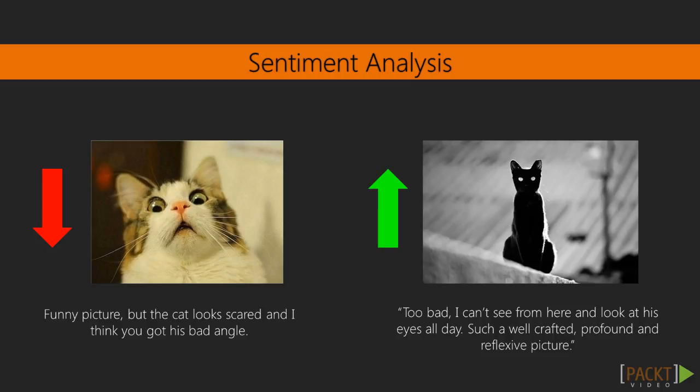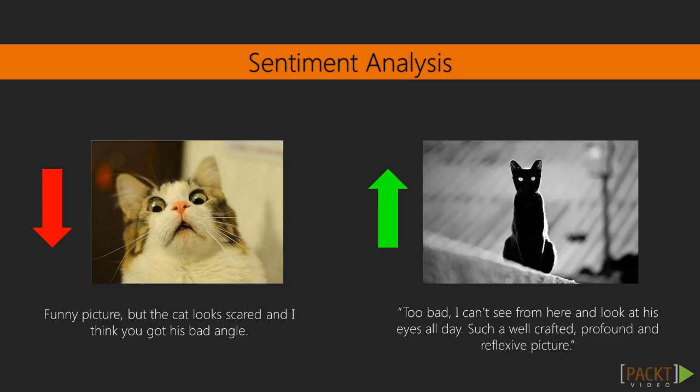Let's read some reviews and see that just catching keywords isn't enough. For the first one on the left: "Funny picture, but the cat looks scared and I think you got his bad angle." The other one is: "Too bad, I can't see from here and look at his eyes all day. Such a well-crafted, profound, and reflexive picture." See how we have positive words in the negative review and negative words in the positive one? It all depends on understanding the entire phrase context, right?